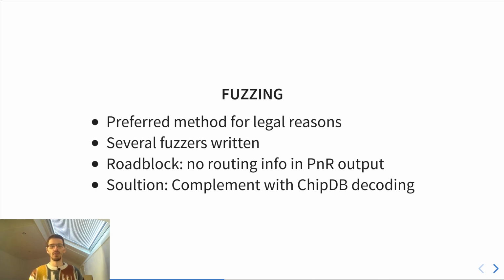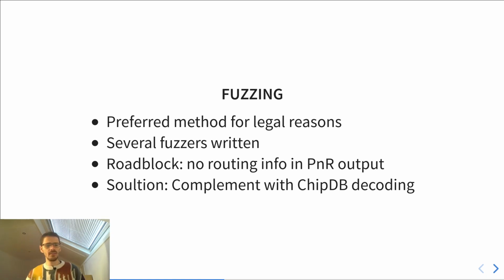The roadblock in this particular FPGA was that the vendor tools do not allow you to specify any routing or constrain the routing or see the routing in the output. This makes it almost impossible to do any fuzzing on the routing, because you just get random wires all over the place basically.